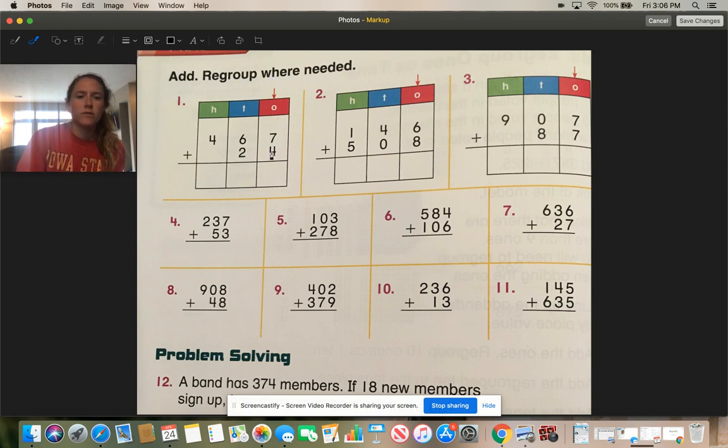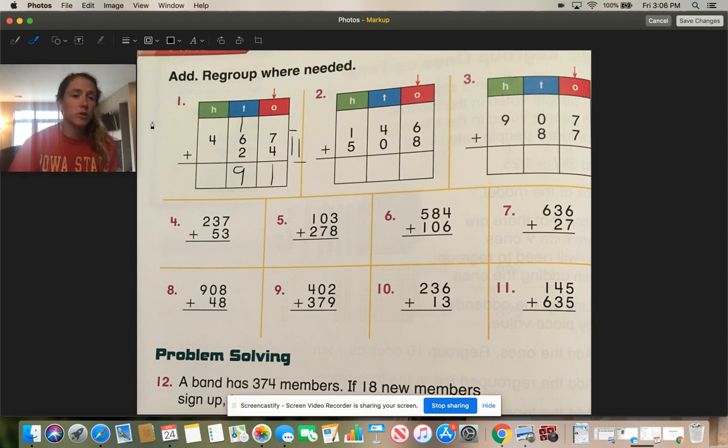So 7 plus 4. 7 plus 4, 7, 8, 9, 10, 11. So 11. Now, remember, only one number can fit in each box. So I'm going to write my 11 off to the side. The number in the ones place goes below, and the number in the tens place goes above. It goes above in the tens place. Now let's add 1 plus 6 plus 2. 6, 7, 8, 9.